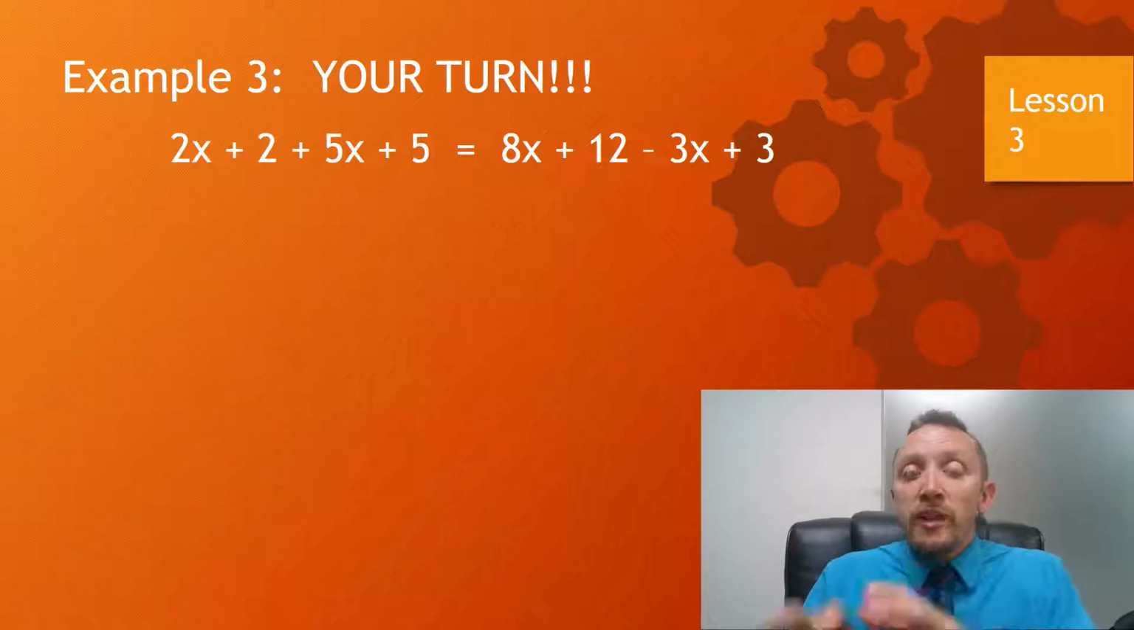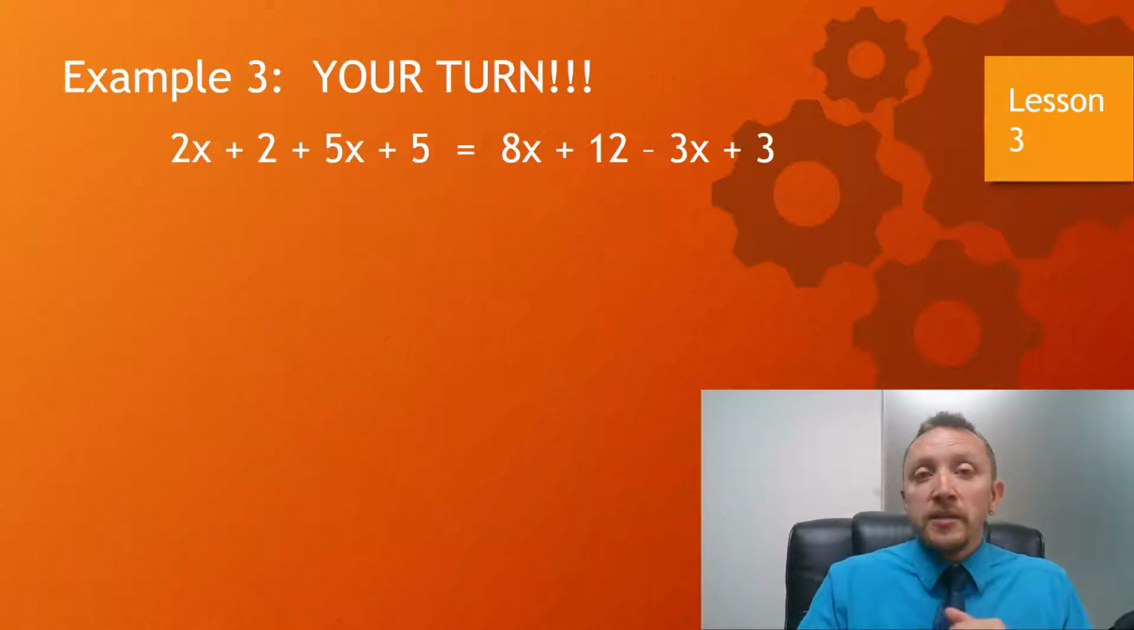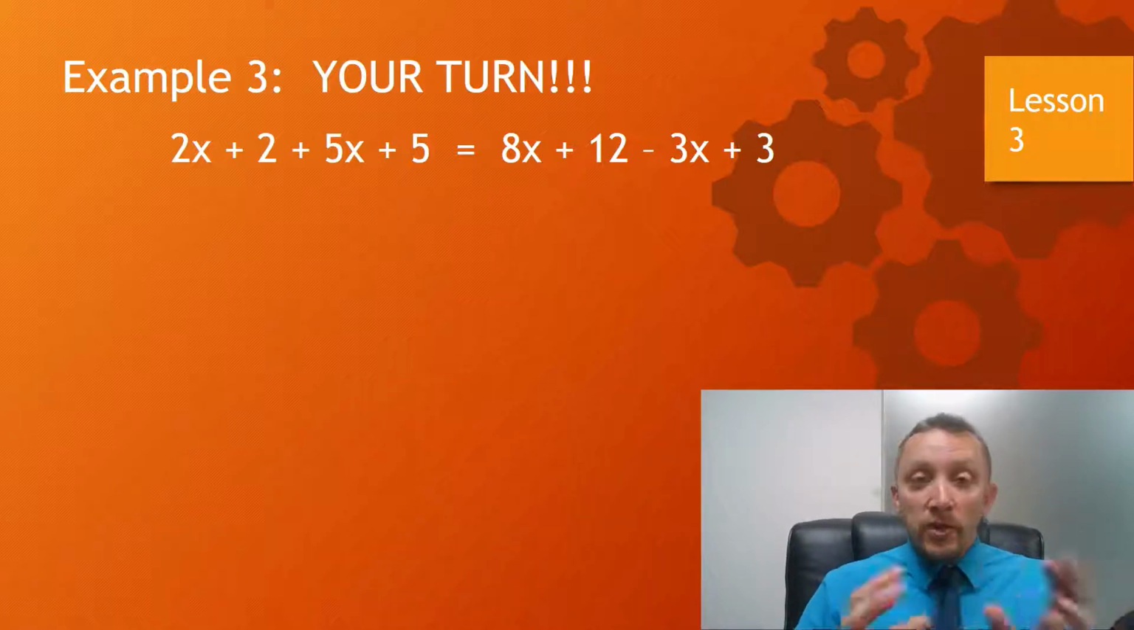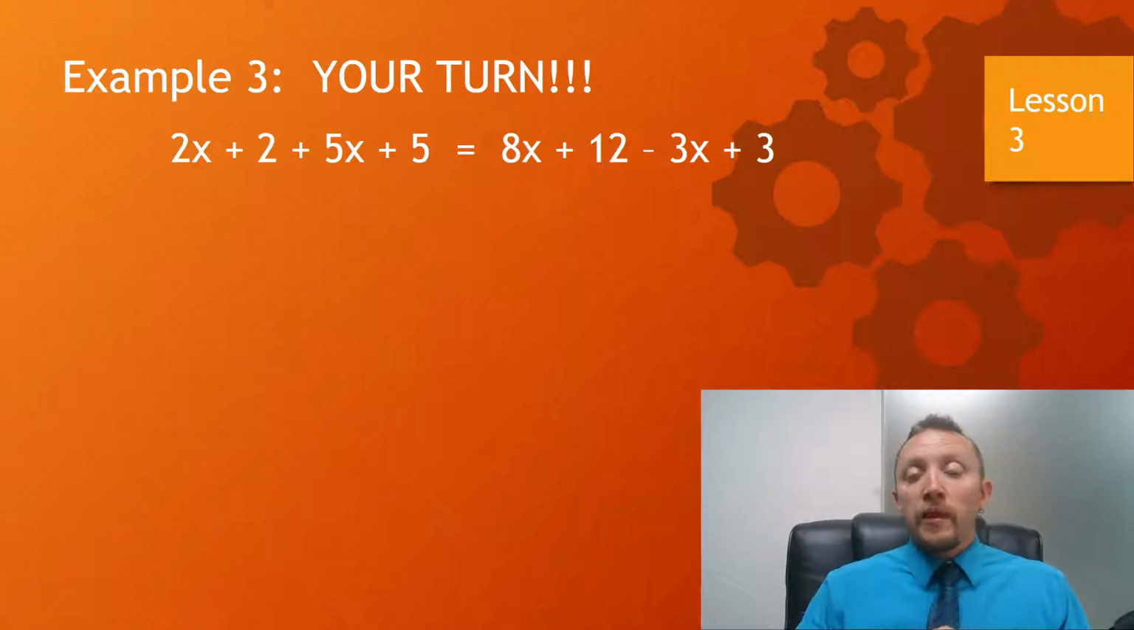And once you have just an x and a number on one side, and an x and a number on the other side, get rid of the smallest x, and then get rid of the number to get the variable by itself. Do any other multiplying or dividing to get the x by itself, and find that value for x. So I'm really confident in you. I think you can do this.